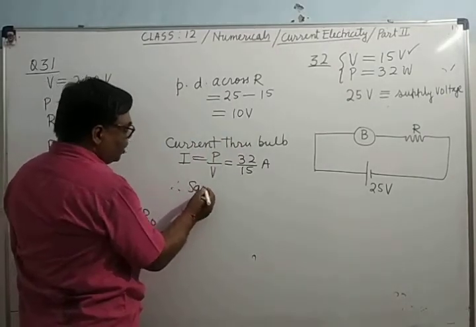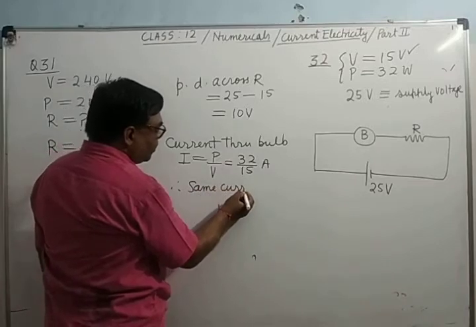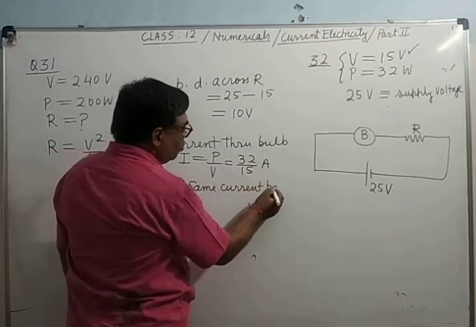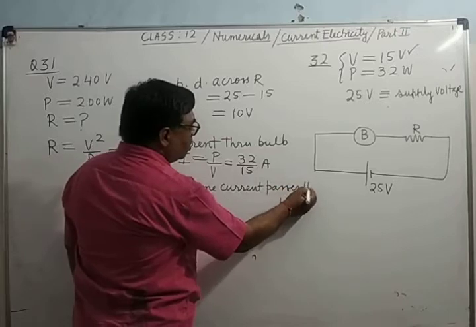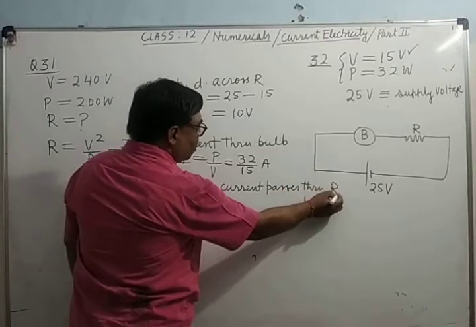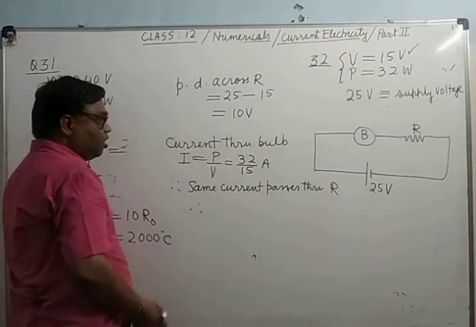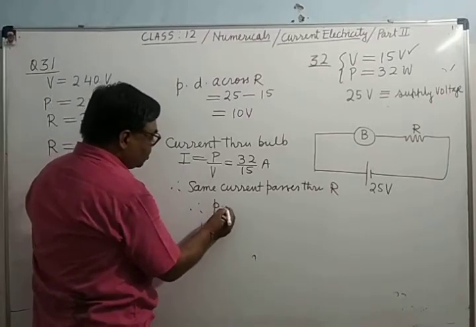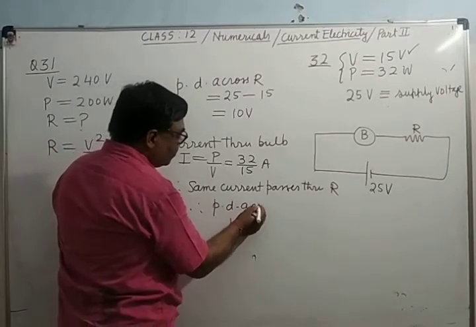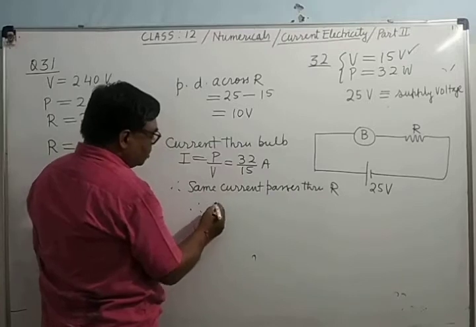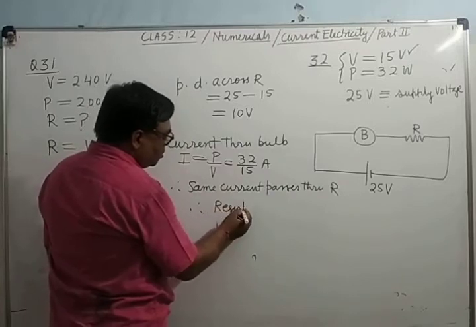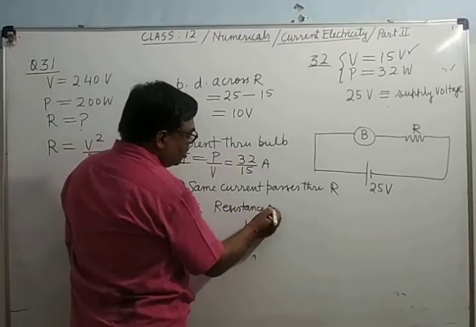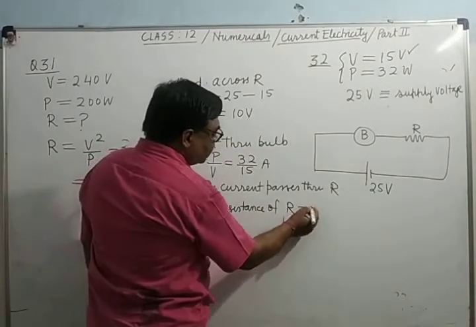Therefore, the same current passes through R. Therefore, the potential difference across R. Therefore, the resistance of R. What will be the resistance of R?